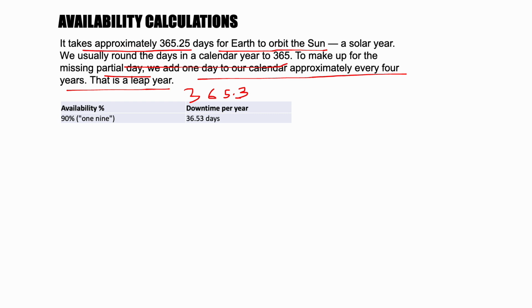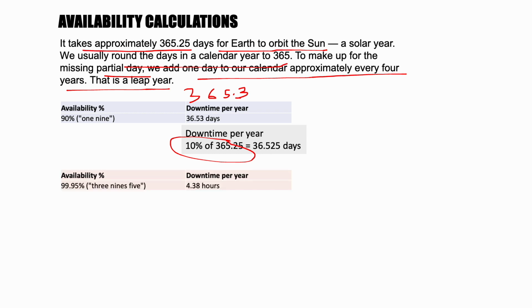We just saw the 90% example earlier. 90% availability means downtime of 36.53 days, which is basically 10% of 365, which comes to 36.525, and essentially 36.53 days. Let's see one more example.